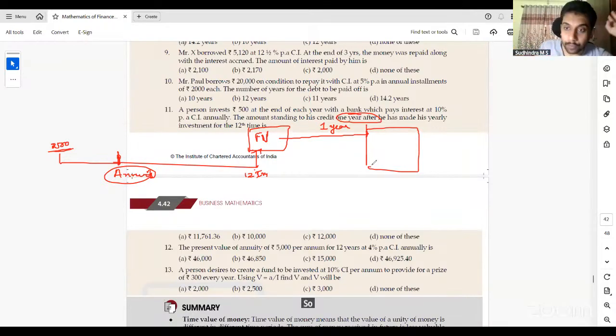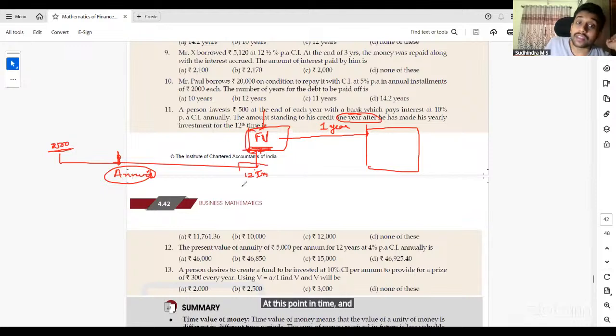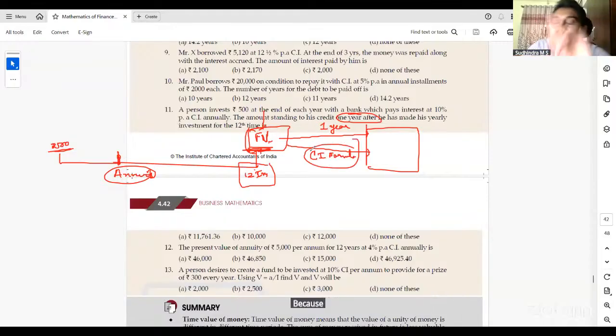So here, what are we supposed to do? No doubt we'll apply the future value of a regular annuity at this point and calculate the future value. This amount is not withdrawn. He's keeping it for 1 more year. Here I'll apply the compound interest formula, because it is a single cash flow. Everyone following? Yes, sir.